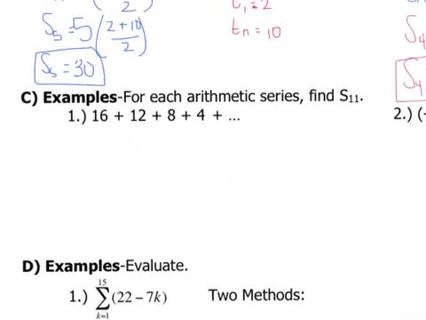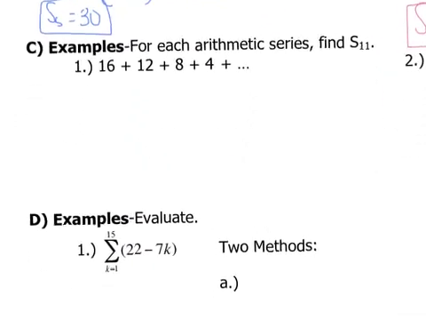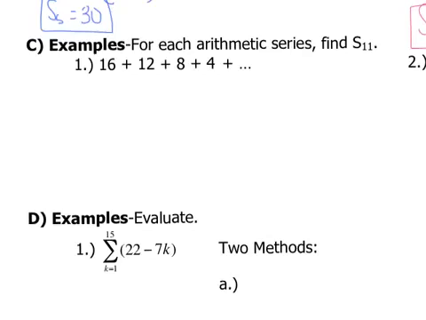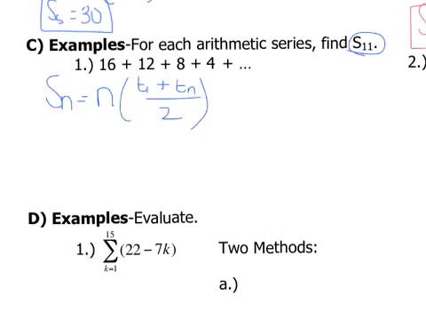Look at the next example. It says, for each arithmetic series, find S sub 11, which means I'm adding up how many terms? 11. Okay, that means I'm adding up 11 terms. So think about this formula again. I need the first term, I need the last term, and I need the value of n. Well, we have the value of n, that's just 11. So let's go ahead and plug that in. What else do I know? I know the first term is 16.